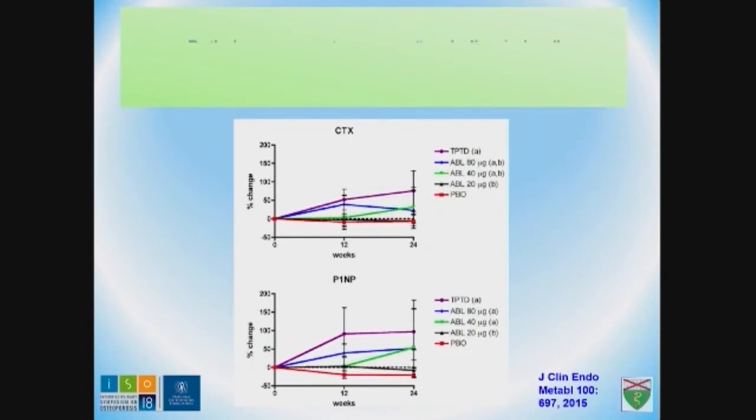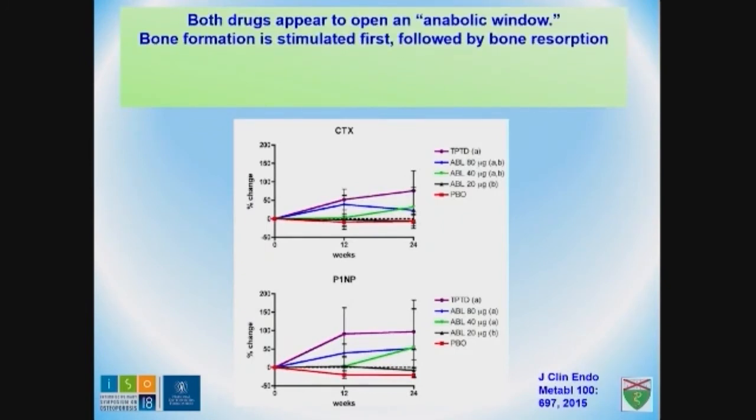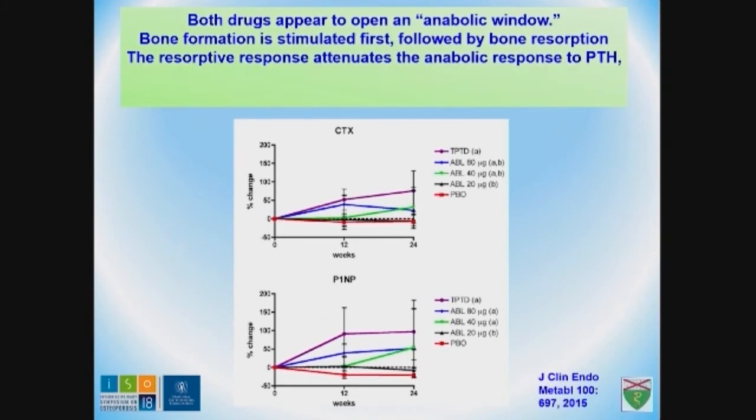And these slides show that they open an anabolic window during which bone formation is stimulated first, followed by bone resorption. So you don't completely uncouple bone turnover, you get a jump start. You initially form bone faster than you're stimulating the resorption, and that disparity opens what I call an anabolic window during which you get bone formation. But eventually the resorption catches up and it sort of attenuates the anabolic response. So the biggest bang for your buck with these drugs is in the first couple of years when you use them.